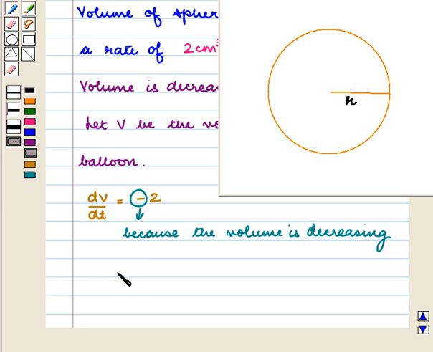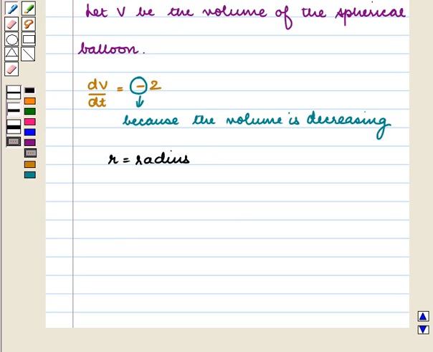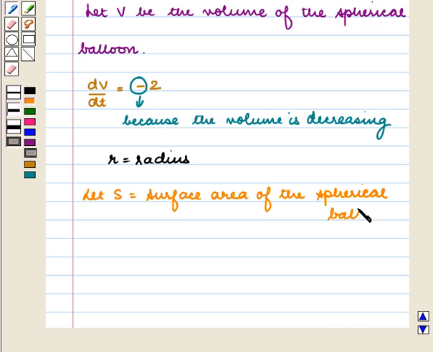Let r be the radius of the spherical balloon. Now we have to find at what rate the surface area is shrinking when the radius is 1 centimeter. Let S be the surface area of the spherical balloon. Then we have to find dS by dt when r is equal to 1 centimeter.